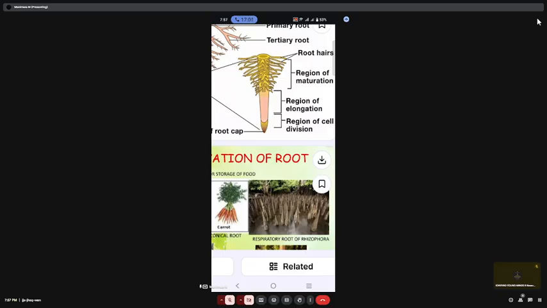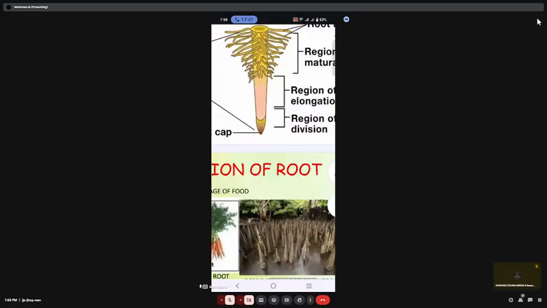It extends just a few millimeters only. The region is very small. If you see the cells in this meristematic region, they will be very small, thin walled, and with a dense protoplasm. They are able to undergo repeated cell division.